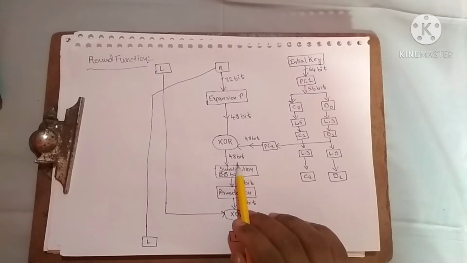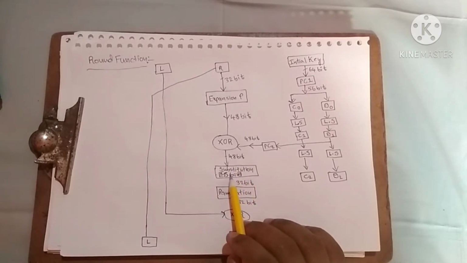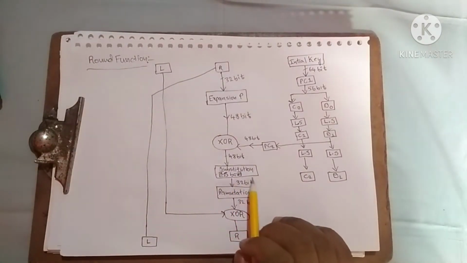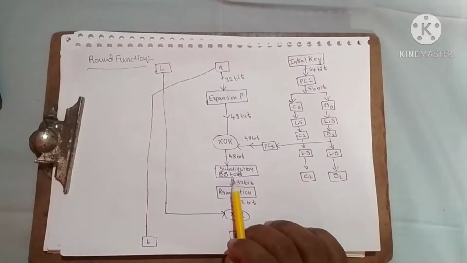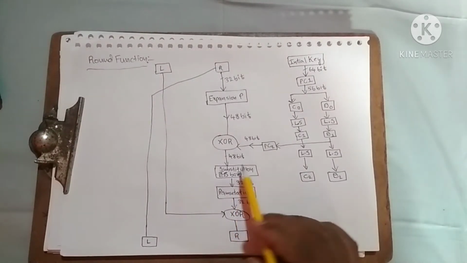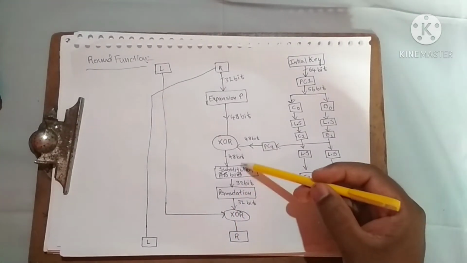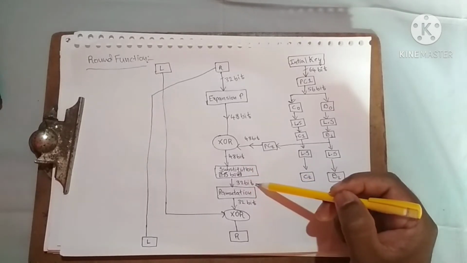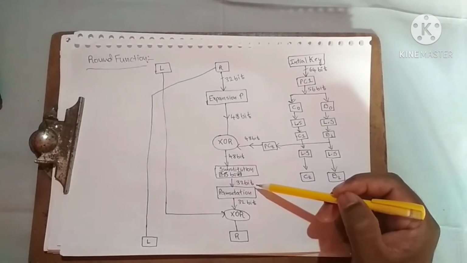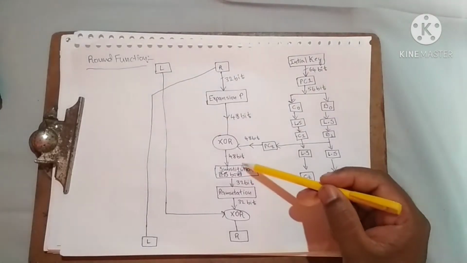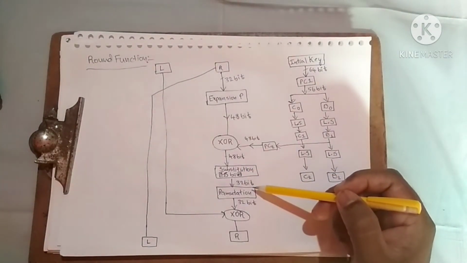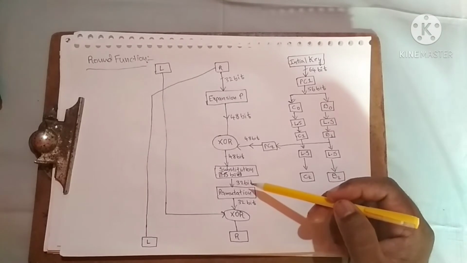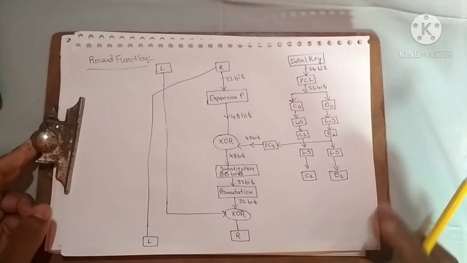Okay, these 48 bits are taken as input into the substitution S boxes. S boxes means substitution boxes. Here it clearly shows that it takes 48 bits as input and gives 32 bits as output. Okay, 48 bit into 32 bit. It's a very simple thing.